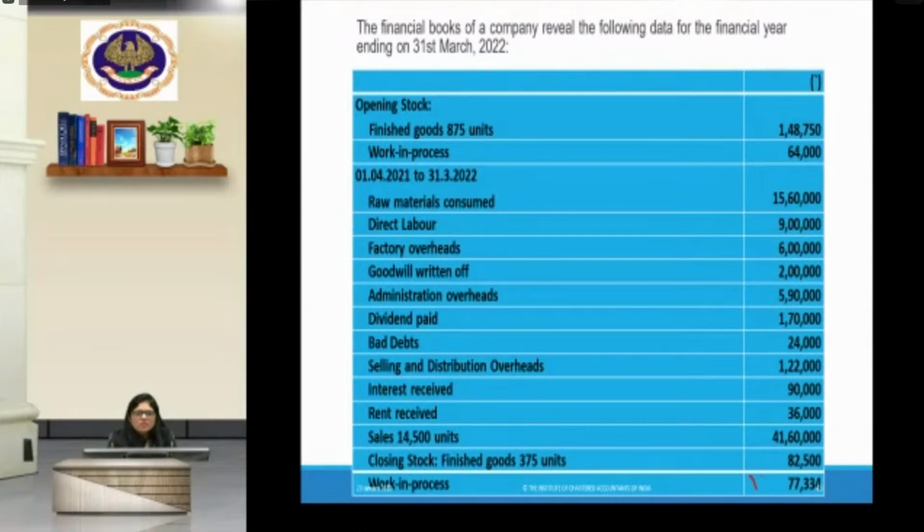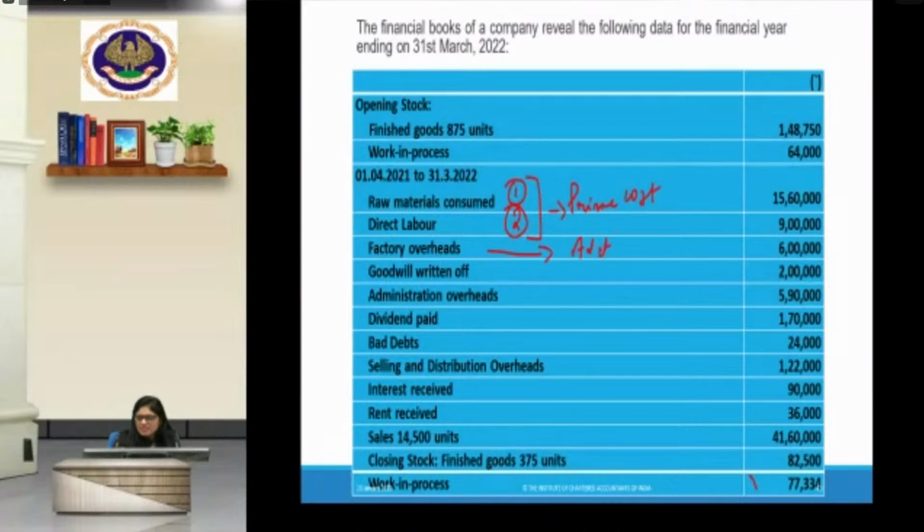How do we make the cost sheet? Start with raw material consumed, number 1. Raw material consumed, then direct labor. Raw material consumed and direct labor will give you prime cost. Then to prime cost, add factory overheads.